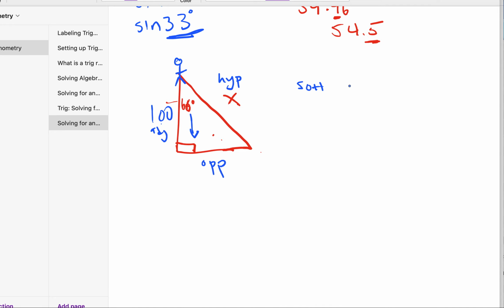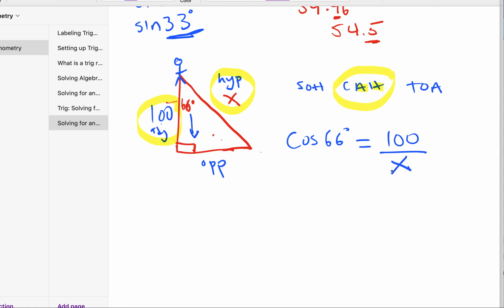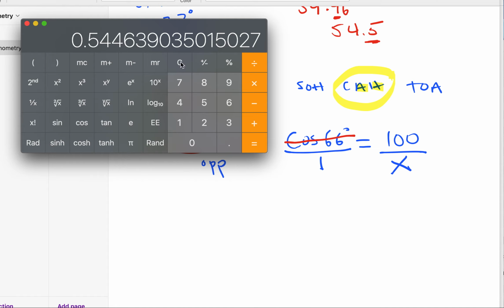So in this case, we're going to decide whether to use SOH, CAH, or TOA, sine, cosine, or tangent ratios. We're using our hypotenuse and we're using our adjacent. Adjacent and hypotenuse are only with cosine. So we're going to take cosine of the angle is going to be the adjacent 100 over x. So your hypotenuse ends up on the bottom, not cosine. So the next step I always recommend is replacing cosine with an actual number. So I'm just going to do exactly what I see on my paper, 66 cosine, 0.4067.